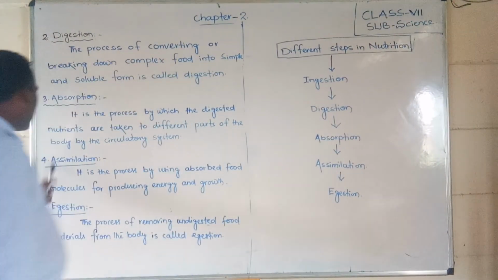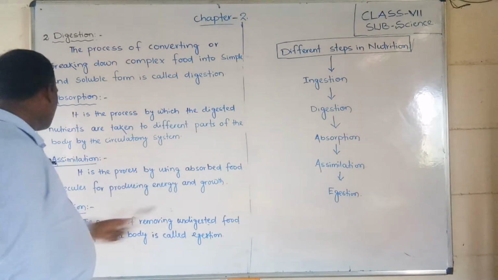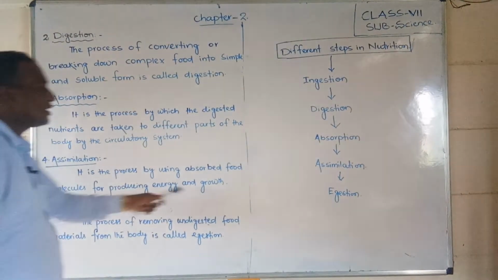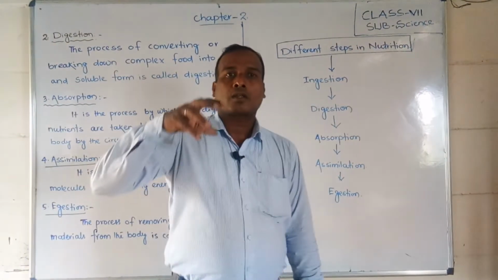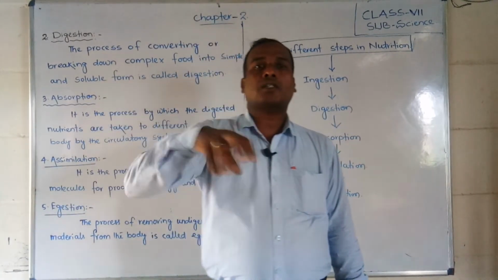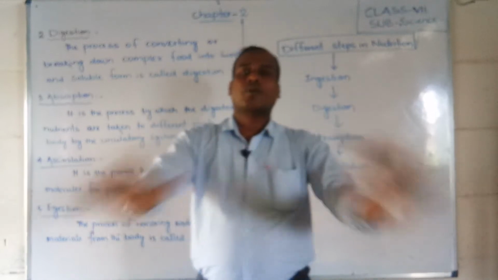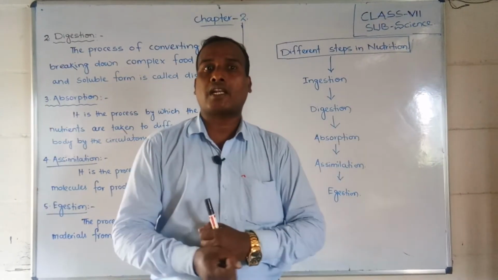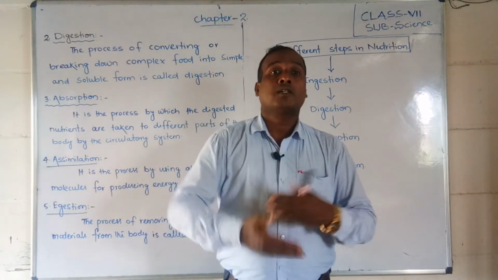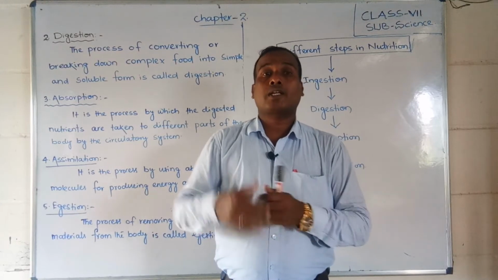Next, assimilation. It is the process of using the absorbed food molecules for producing energy and growth. When the nutrients are absorbed by the cells, they are sent to the different parts of the body and give energy. That is the function of assimilation, what it does.